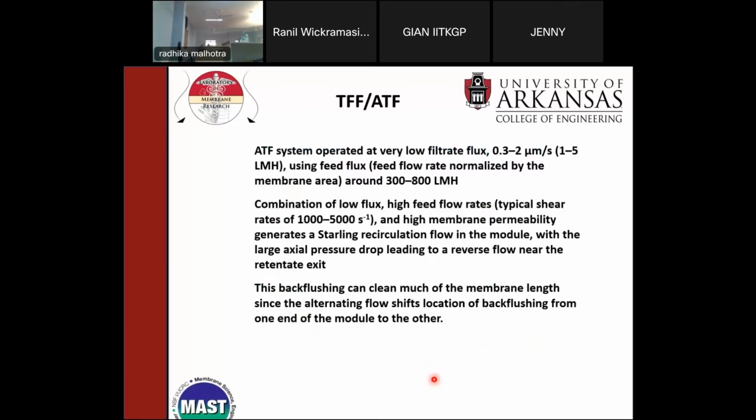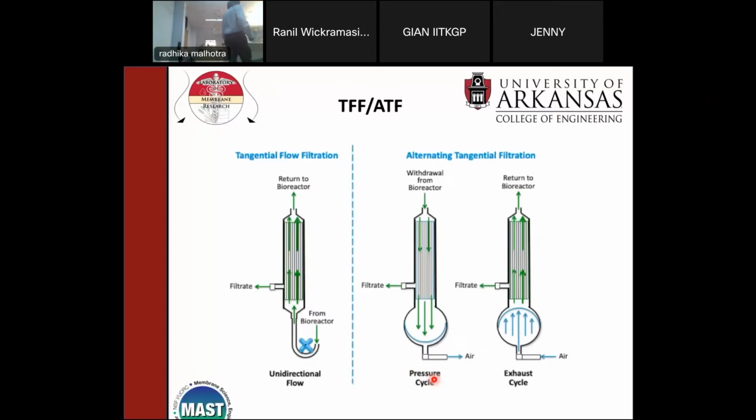Backflushing can clean much of the membrane length since the alternating flow shifts the location of backflushing from one end to the other. Okay? All right.